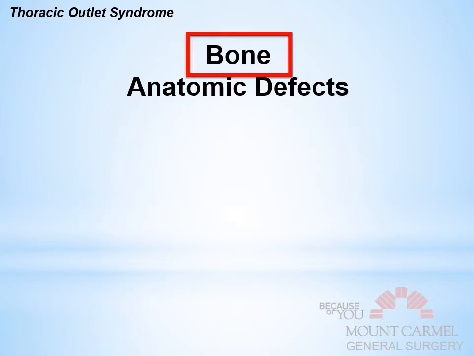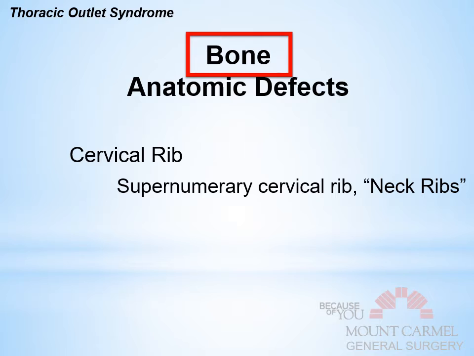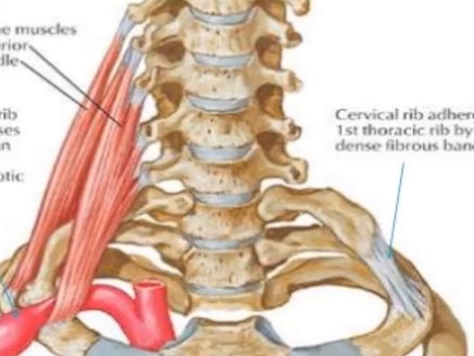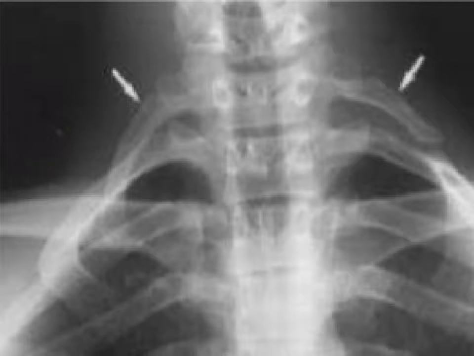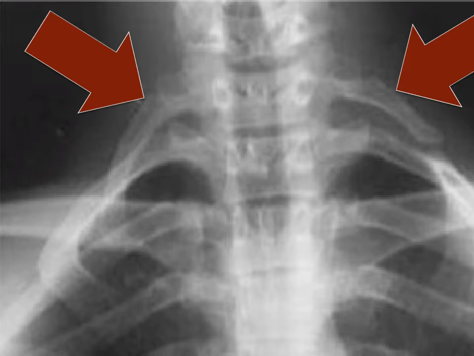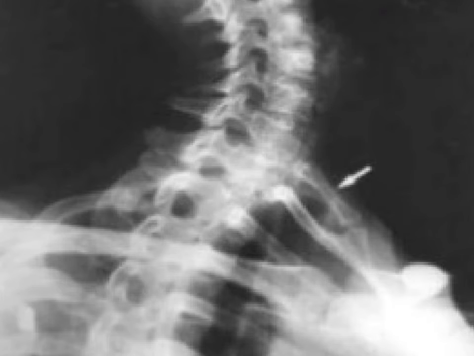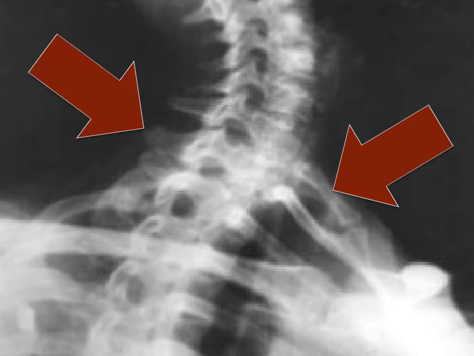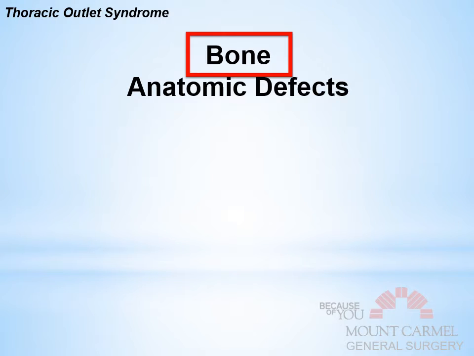Let's go through those. Bony defects start, and probably most significantly, are attributed to the cervical ribs. This is a supernumerary cervical rib, called neck ribs. Here's an image of what the neck ribs are. Essentially, it's just another rib that comes off above the T1. This is a cervical rib. Here's an arrow. And here are some white arrows, and I put some red arrows on top of it, so we can see those are cervical ribs. We'll talk in a little more detail about when they occur.